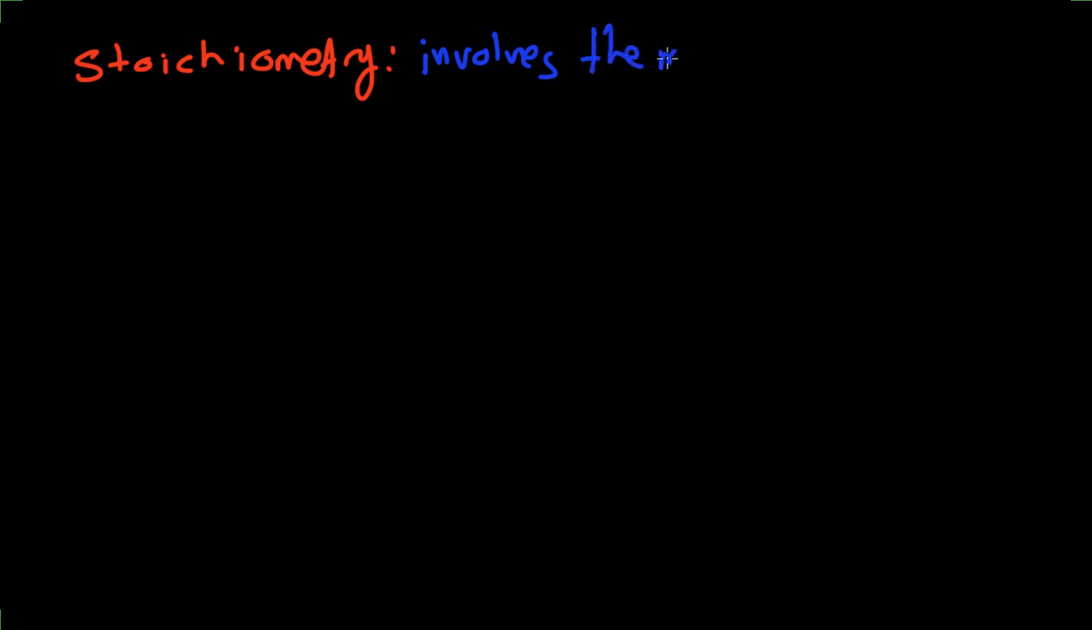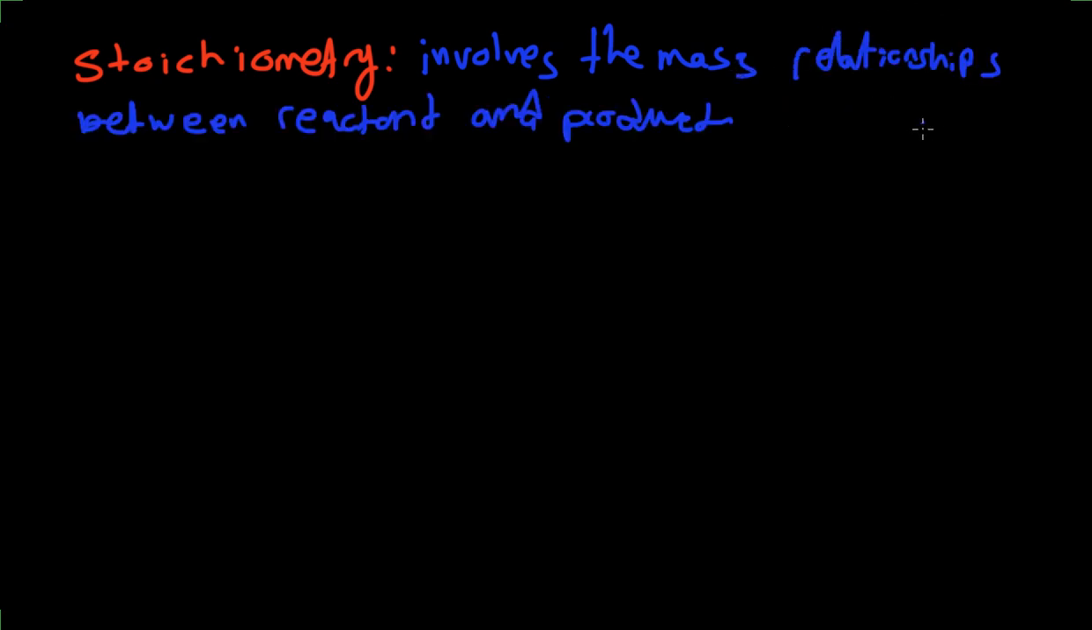So, I want to explain stoichiometry. Define stoichiometry. Stoichiometry involves the mass relationships between reactants and products. Good.